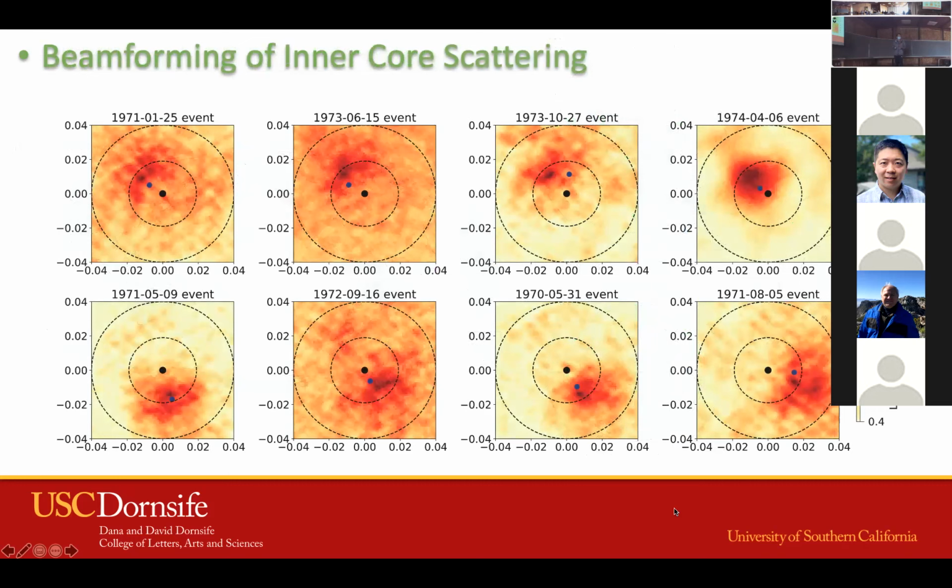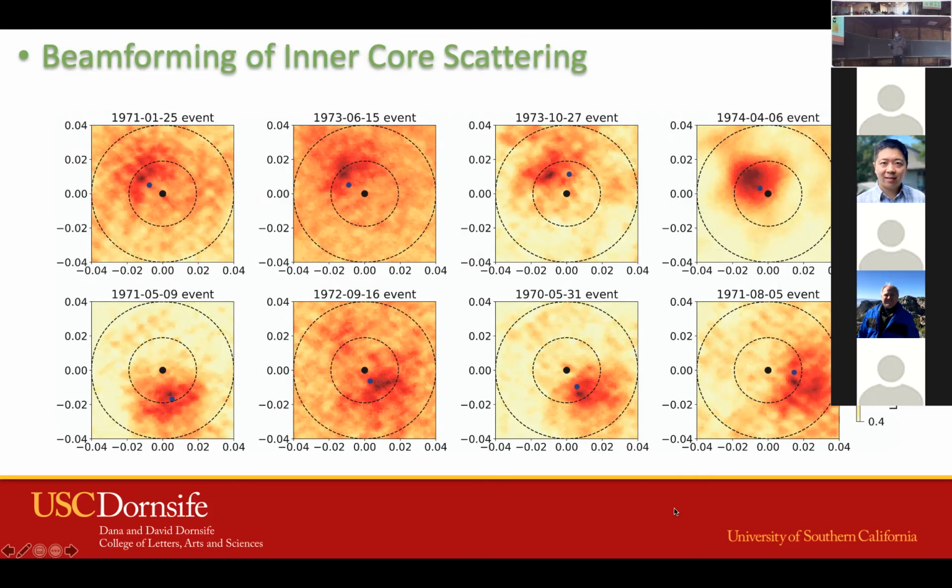Then we check the 2D beamforming for inner core scattering, event by event. We got a very interesting pattern. These are 8 representative events. For the top panel, we find most of the energy comes from the northwest direction, and for the lower panel, most of the scattered energy comes from the southeast. Almost all the events have a similar pattern.